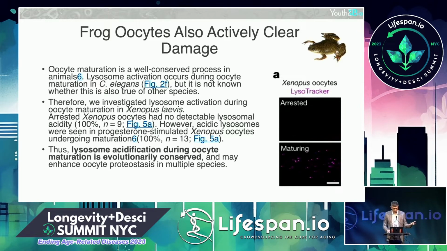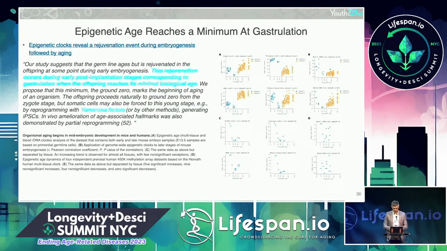And in frog oocytes, frog eggs, we also see this process taking place, that there's active rejuvenation happening after fertilization. And of course, Vadim's team, the great paper that he already cited, showed that epigenetically, we also observed that epigenetic age is diminished, and the minimum occurs soon after fertilization. Not exactly at the moment of fertilization, but there's presumably an active process of the reduction of biological age, which reaches a minimum during gastrulation. So all of this implies that there is active rejuvenation happening during the reproduction process or after fertilization.